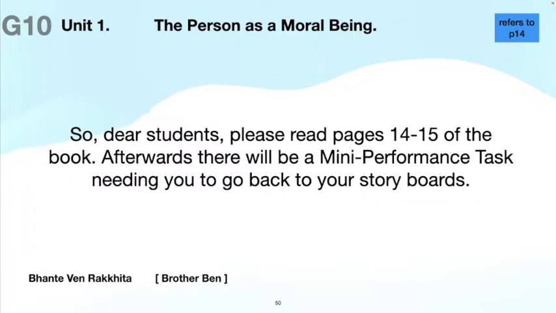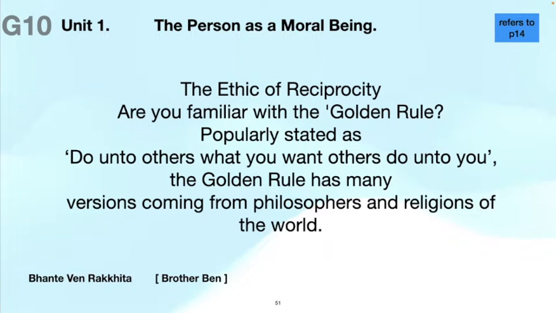And then, dear students, please read pages 14 to 15 of the book. Afterwards, there will be a mini performance task needing you to go back to your storyboards you were on before. So on page 14 then, the ethic of reciprocity. That means reciprocate. Reciprocity.